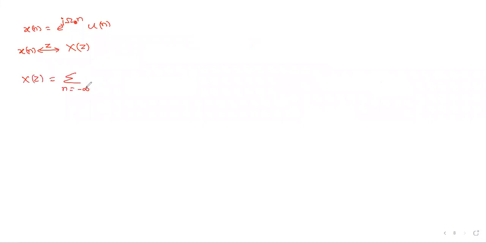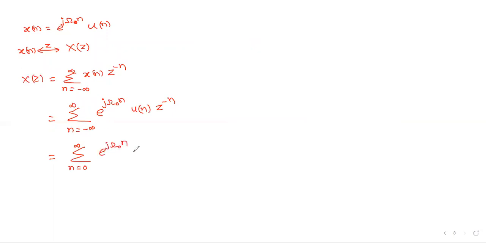Summation n equal to minus infinity to infinity x of n z power minus n. Now, summation n equal to minus infinity to infinity, what is x of n? e power j omega naught n into u of n, z power minus n. Now see here, u of n is there. What will be the limits? Limits will become n equal to 0 to infinity, e power j omega naught n z power minus n.